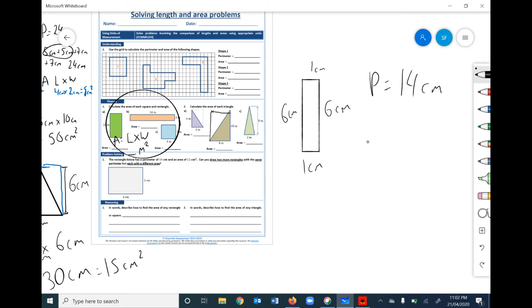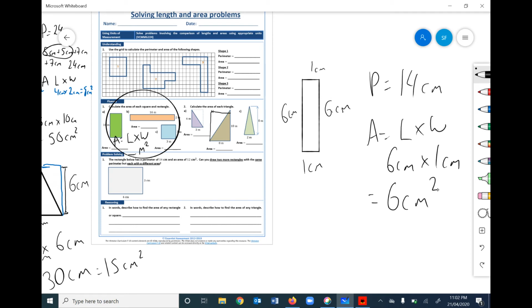Now I'm going to have a look at my area. I'm going to do my length multiplied by width: 6 centimeters multiplied by 1 centimeter, and it's going to equal, obviously, 6 centimeters squared. Now, I'm giving you a bit of a shape there, but I reckon you might be able to have a little bit of a play around with it and see what else you can come up with. So that's that one there.